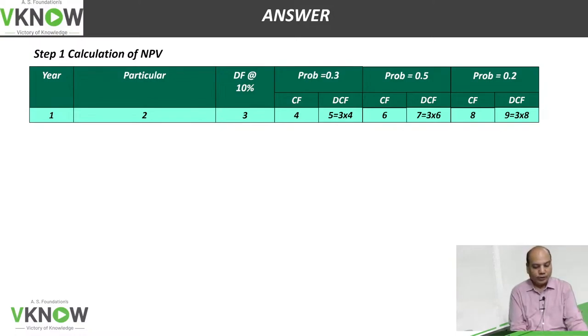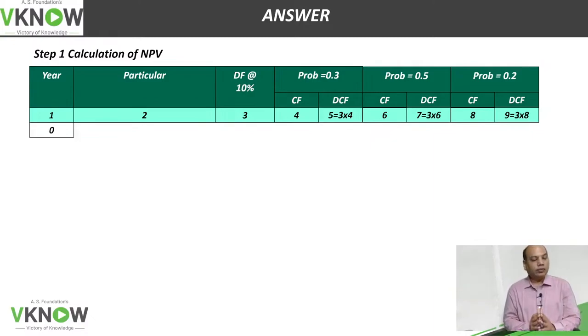Then probability equal to 0.5, cash flow, discounted cash flow. Discounted cash flow means PV of cash inflow. And probability equal to 0.2, cash flow, discounted cash flow. So we will get three answers. First write down column number 1, 2, 3, 4. Column number 5 is 3 into 4. Column number 6, 7 is 3 into 6. Column number 8, 9 will be 3 into 8. Column number 3 is discounting factor, which is common.